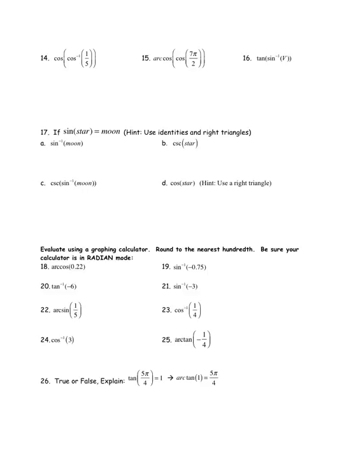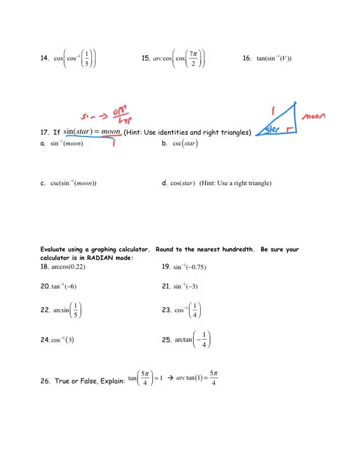This is the solution to problem number 17 on worksheet 6.6, day 2. We're given that sine of star equals moon. So in this case, star is the angle, that's the name of our angle, and sine of star is moon. We can think of that as moon over 1, and sine is the opposite over the hypotenuse. So the opposite side from star is going to be moon, and the hypotenuse is going to be 1. So this is our setup.